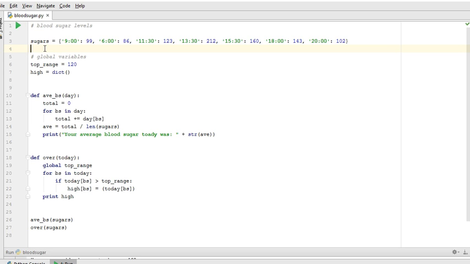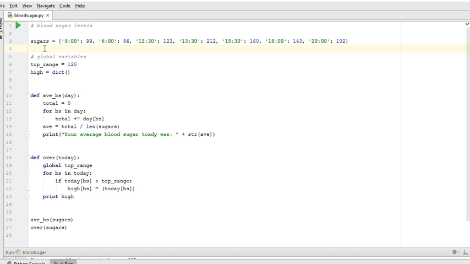And so I've got it at 9 a.m. with 99, 6 a.m., and I've got these out of order deliberately, because order doesn't matter in a dictionary. We're looking for the pairs. At 86, 11:30, 123, 13:30, that would be 1:30 in the afternoon, 2:12, and so on.